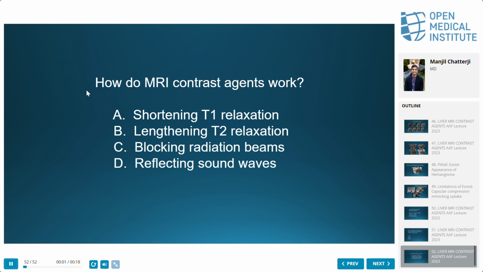And the final question, how do MRI contrast agents work? They shorten T1 relaxation, A is the correct answer. Lengthen T2 relaxation? No, shorten. Blocking radiation beams? That's CT, right? So she just rolled her eyes, I love that. Yeah, no, that's CT. And then reflecting sound waves?